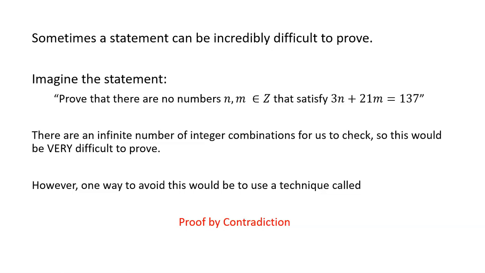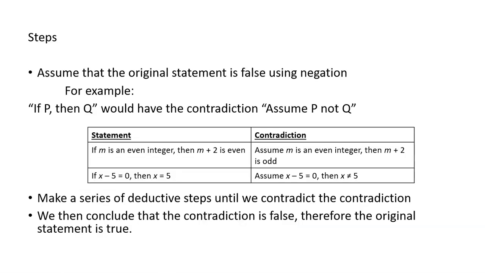So the way that we're going to avoid doing this is we're going to use a technique which we're calling proof by contradiction. And that comes about in a set format. In order to work with proof by contradiction, there's a couple of steps that we want to follow. The first thing we want to do is actually assume that the original statement is false, using a technique called negation. So for example, if the original statement was of the format, if P then Q, the contradiction we would use is we assume P but not Q.